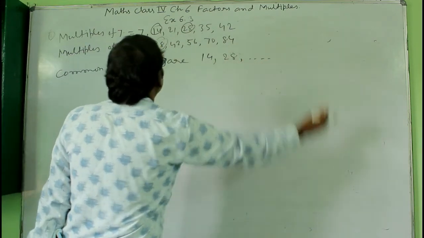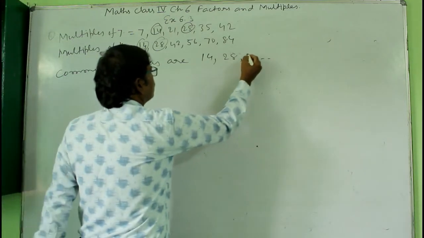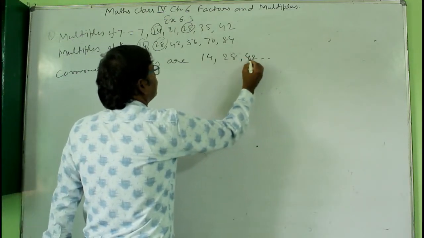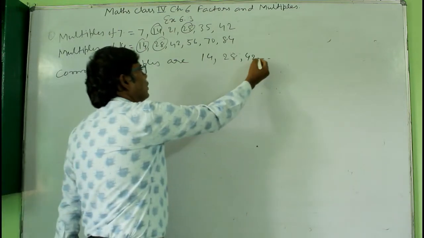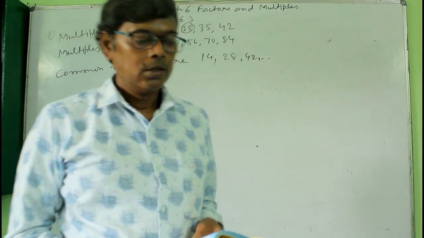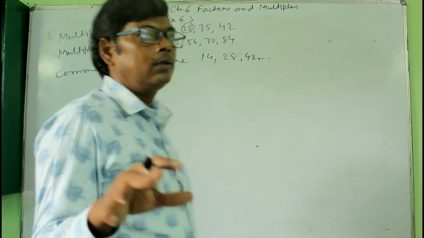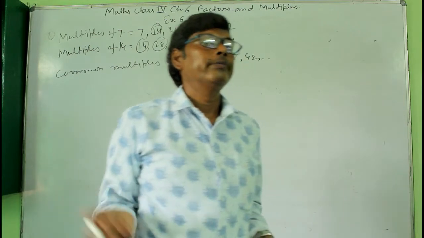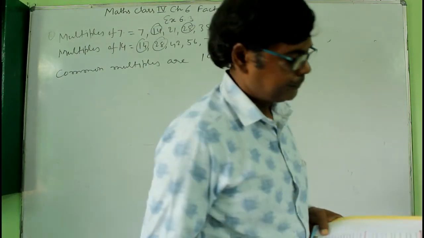Okay, and so on. Because there is also 42 here, write 42 also. And then you have more, but here we will write only up to this. Okay, so these are the common multiples, or you can say the first 3 common multiples of 7 and 14.